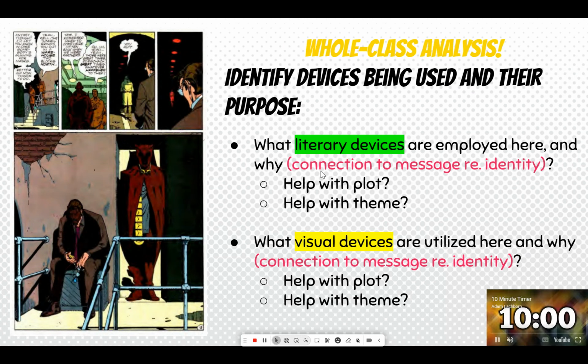Okay, so for this next part, I'd like you to take the next 10 minutes and, working in small groups, working with partners, etc., identify what the literary devices are that are being employed in this scene and how they are being used to help communicate that message about identity. And then also what visual devices are being used in this scene and how those are connected to that message regarding identity. You might want to ask yourself, how is this helping to advance the plot?